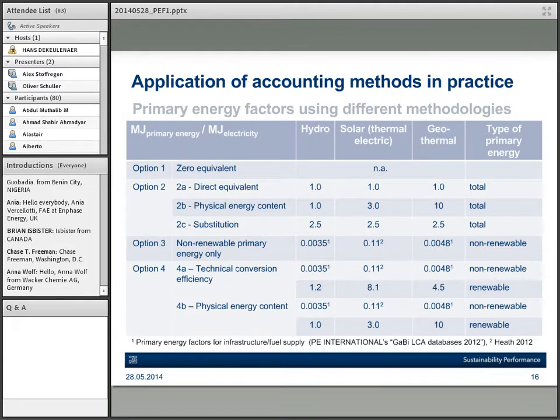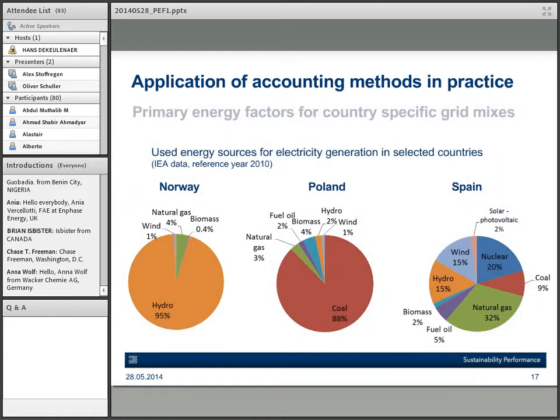So if I go on to primary energy factors for country-specific grid mixes, we have chosen some nice grid mixes of different countries. So we have Norway with a very high share of hydropower, 95%. Then we have Poland with 88% of coal and a little bit of renewables and natural gas.